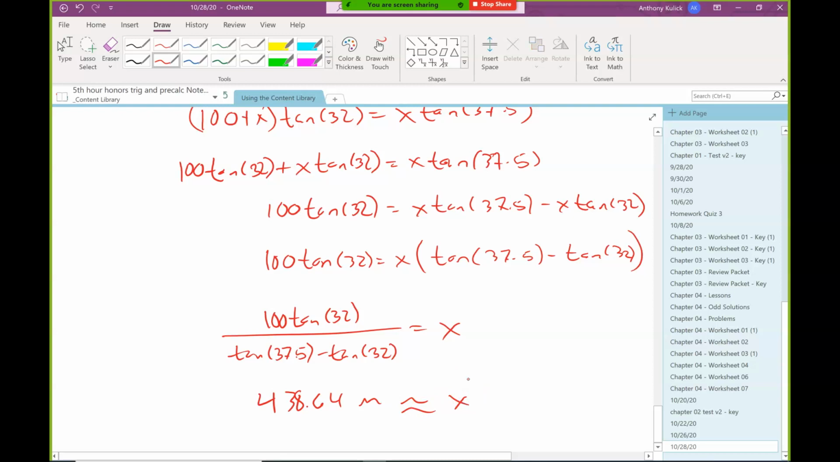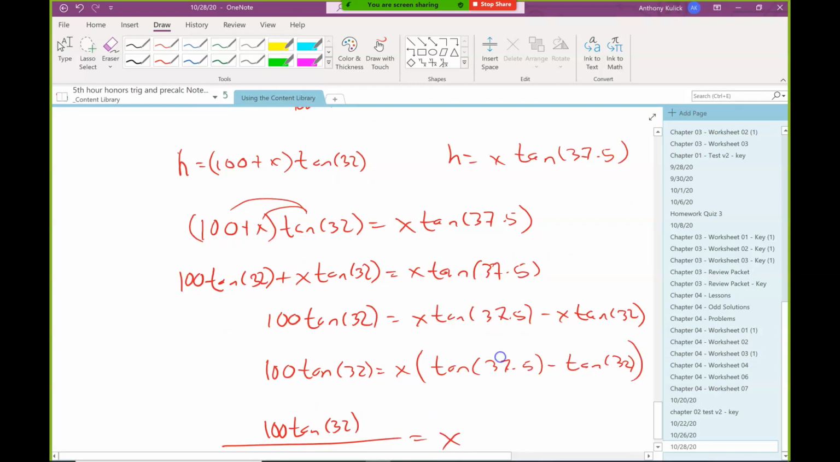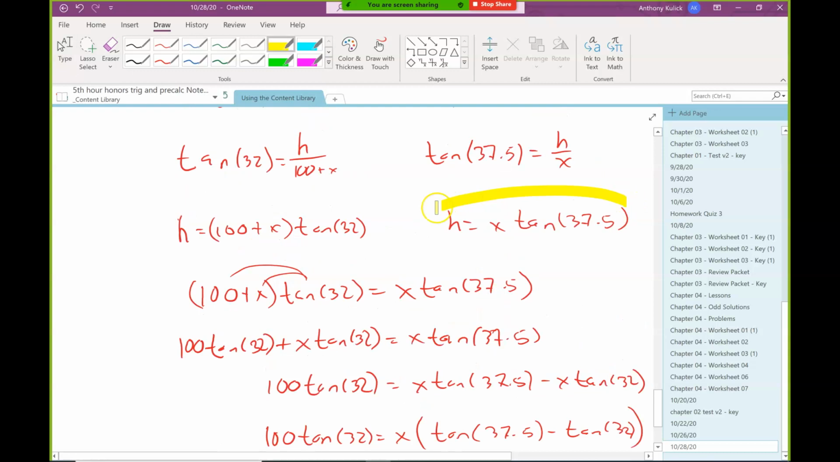Was that the quantity that the question asked for, though? I think the question asked for the height of the Eiffel Tower. If I go back to my picture, did x represent the height? Nope. So to solve for the height, I'll just go back and plug it into one of these original two equations. I'm going to choose to do that one.